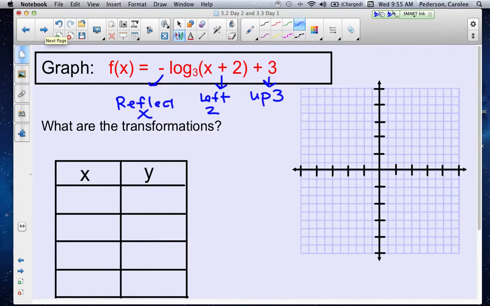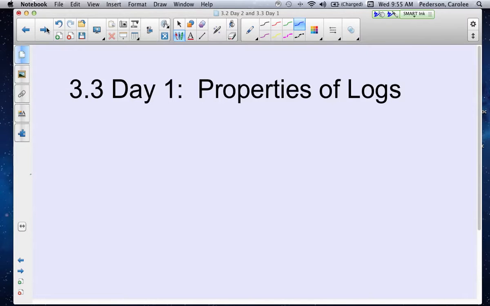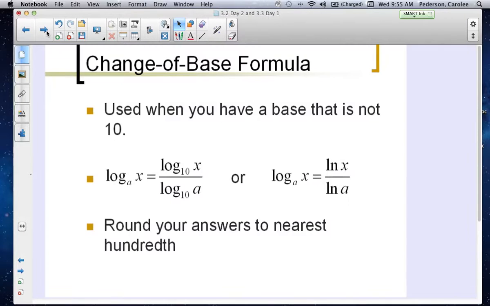We're going to now move on to properties. So 3.3, day 1. Very important formula. We focus on this formula in Algebra 2.